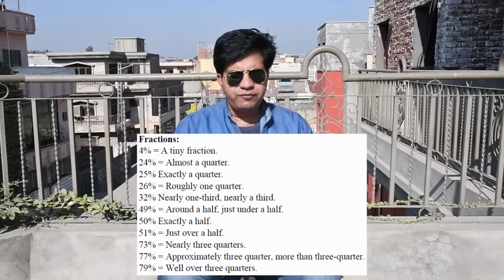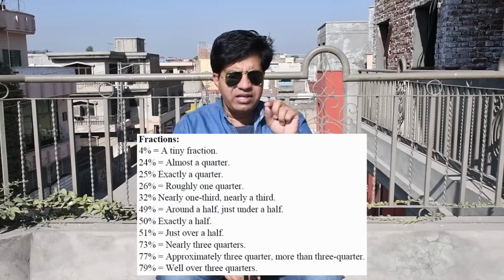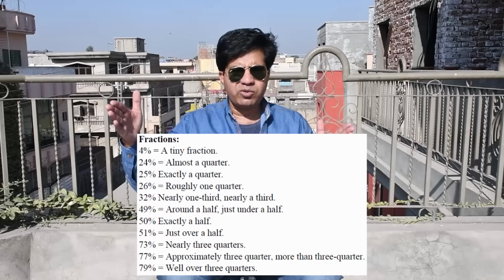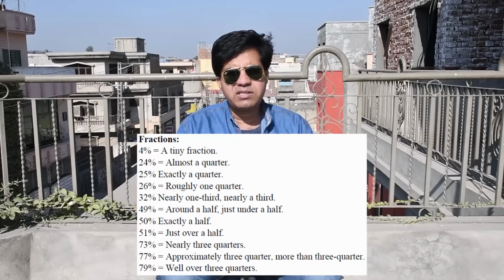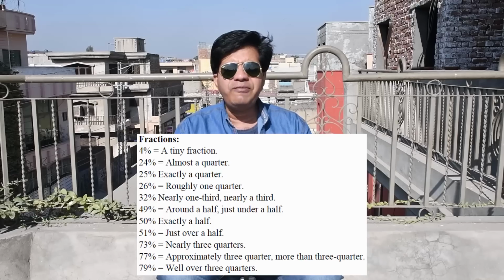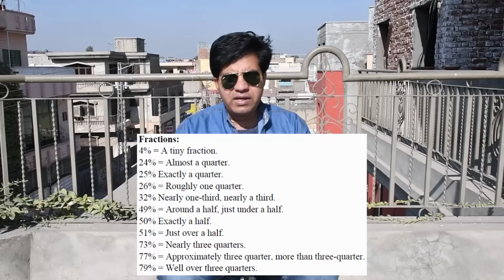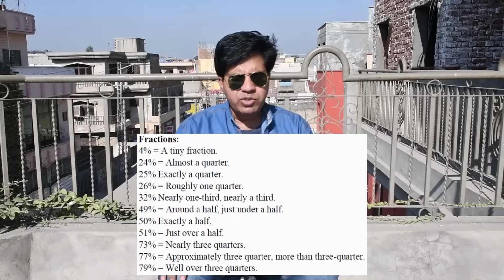Now let's talk about fractions. For fractions, you can use 4%, a tiny fraction, a little difference actually. 24% is almost a quarter. Because if the total is 100, 24 is almost a quarter. 25% is exactly a quarter. 26% is roughly one quarter. Roughly, because it is more than 25, that's why. 32%, nearly one third or nearly a third. Because 33.33 makes one third. So you say nearly one third or nearly a third.